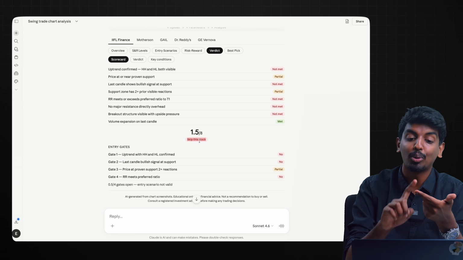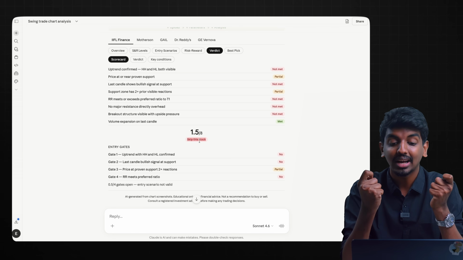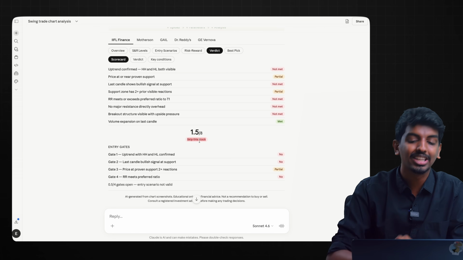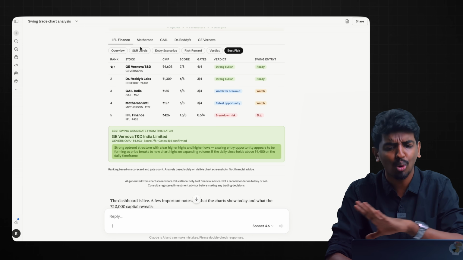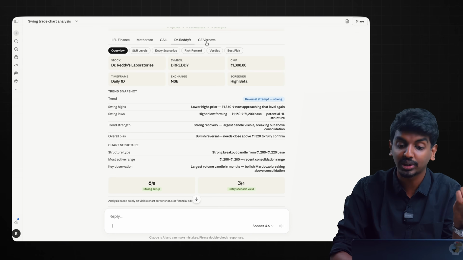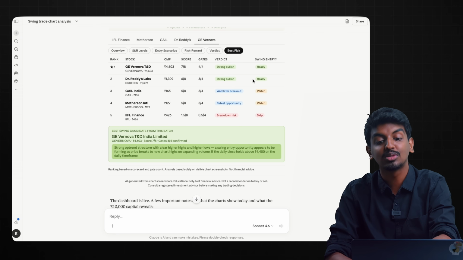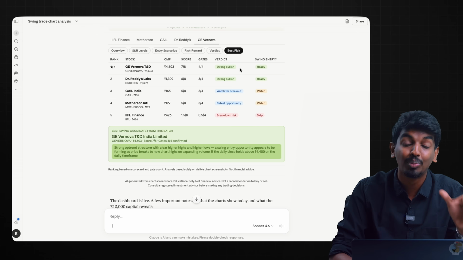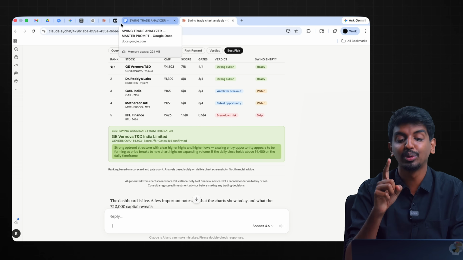It is saying that with proper technical analysis studies, this stock setup is not favorable for you to enter a swing trade. And if you're looking at the best pick, it'll analyze all of the stocks here. The same was done for Motherson Sumi, Gale, Dr. Reddy's, GE Vernova, and when you go to the best pick, it'll give you the stocks with the proper strong bullish momentum. I'll give you some more examples and show you the charts in order to teach you better.